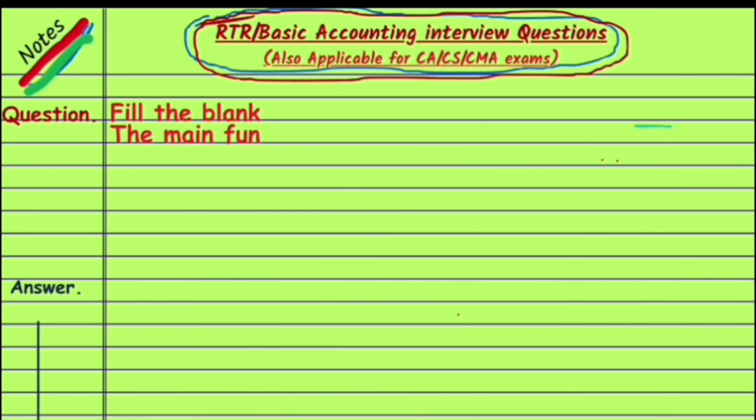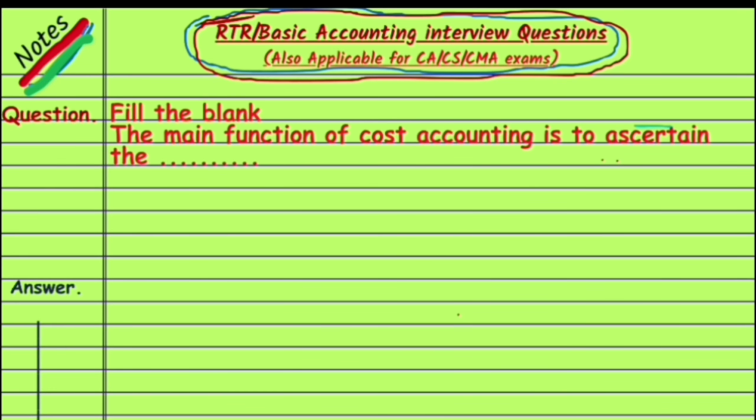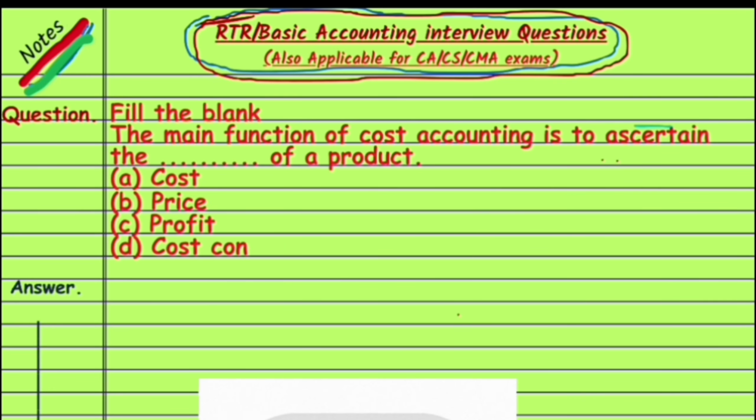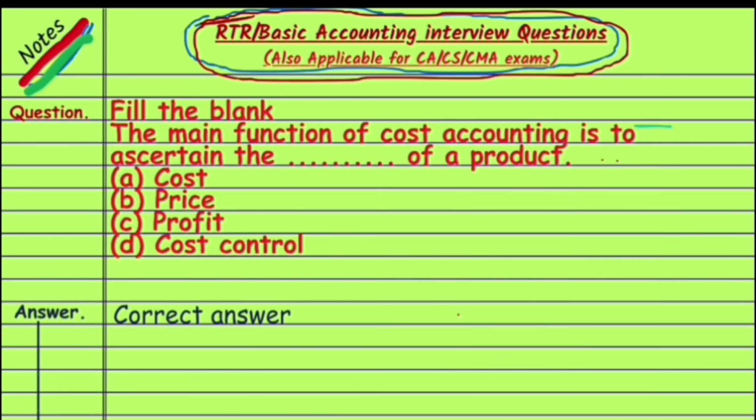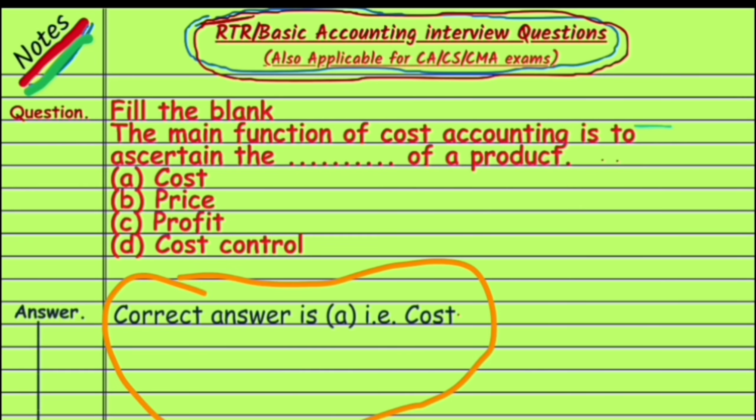Pick up the right answer. The main function of cost accounting is to ascertain ___ of a product. Options are A cost, B price, C profit, D cost control. So the correct answer for the same would be A, that is cost.